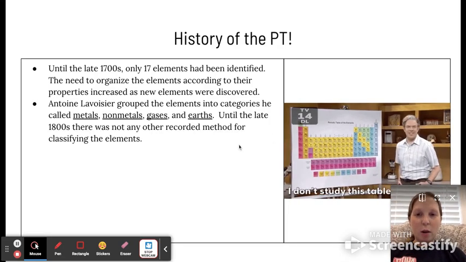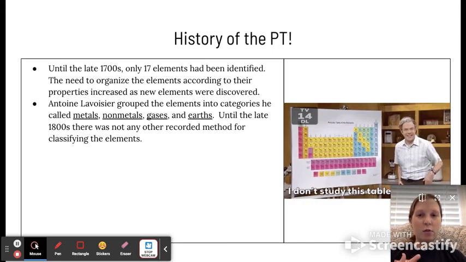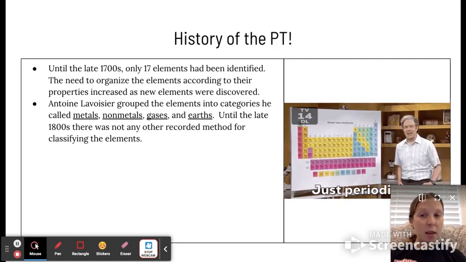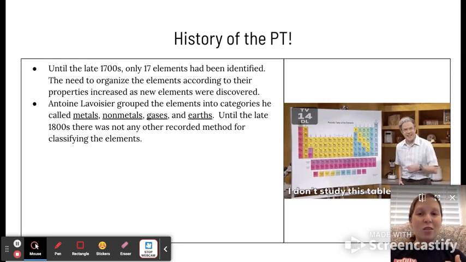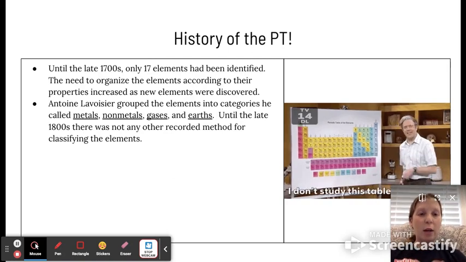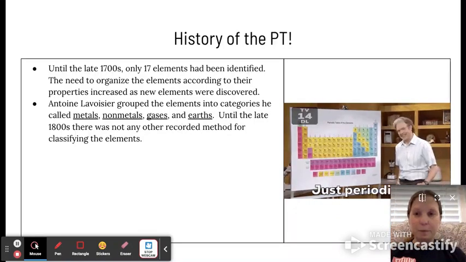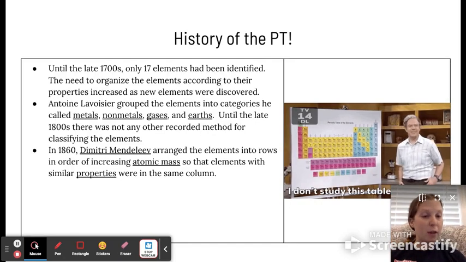So first we have Antoine Lavoisier, and he grouped the elements in categories such as metals, nonmetals, gases, and earths. But as we started to find other elements, this wasn't the best method for separating them in terms of understanding properties, because you could see overlaps in properties, and we needed a different way to break them down and organize them to better understand those properties, which is where Dmitry Mendeleev comes into play.